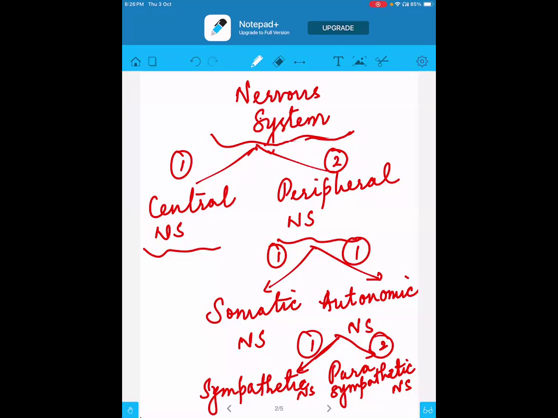So now we have discussed the differences between the central nervous system and the peripheral nervous system. In the same way, we will be discussing the differences between the somatic and the autonomic nervous system also. So write this first, children.